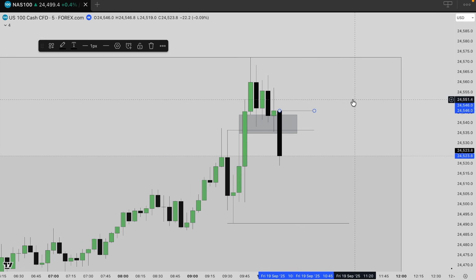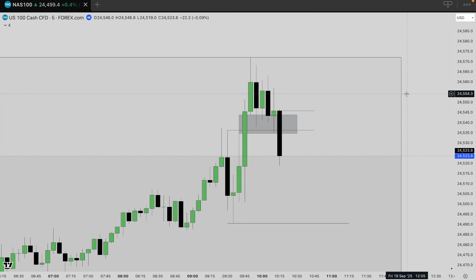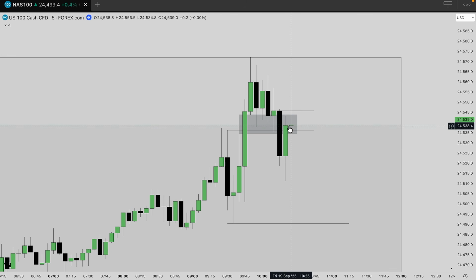Now I want to see a candlestick close above this bearish candle. Do we get that? Well, we almost got it, but did we close above it? No. The very next candle tries to close above it and form an order block, but that fails. So we're still not in our trade yet.